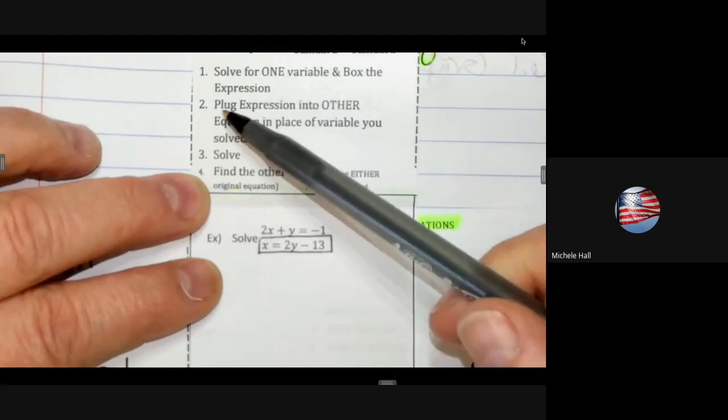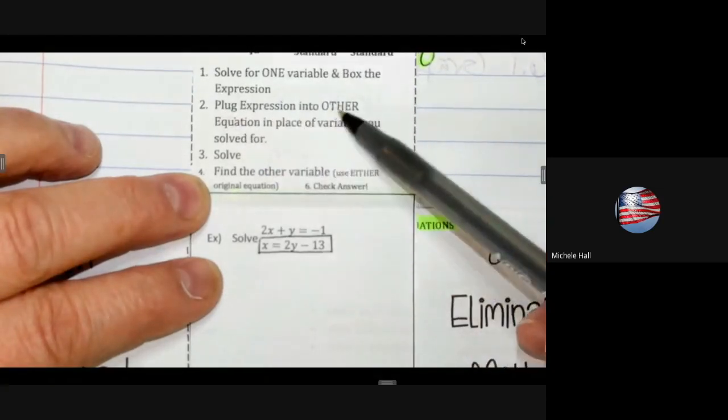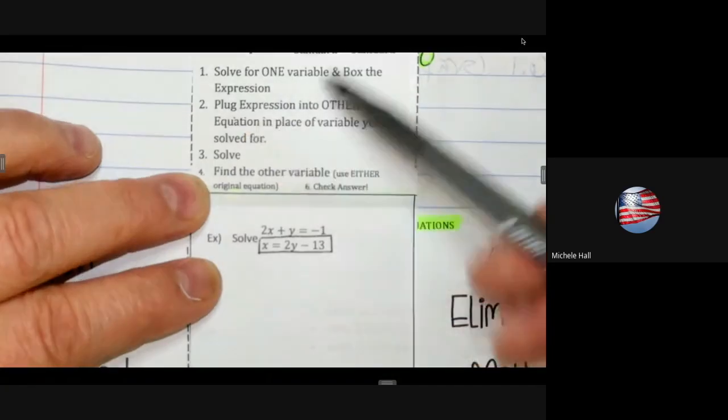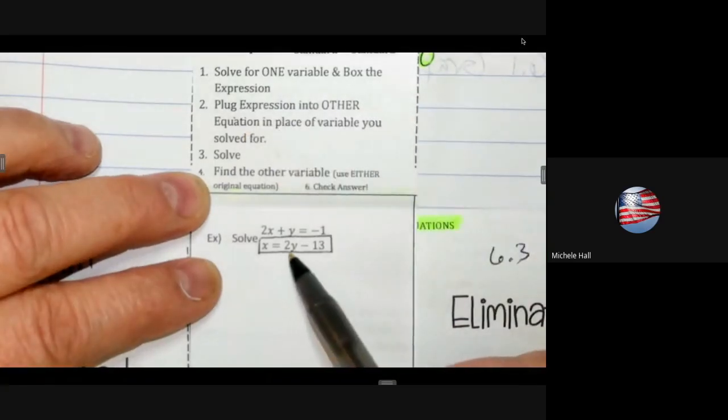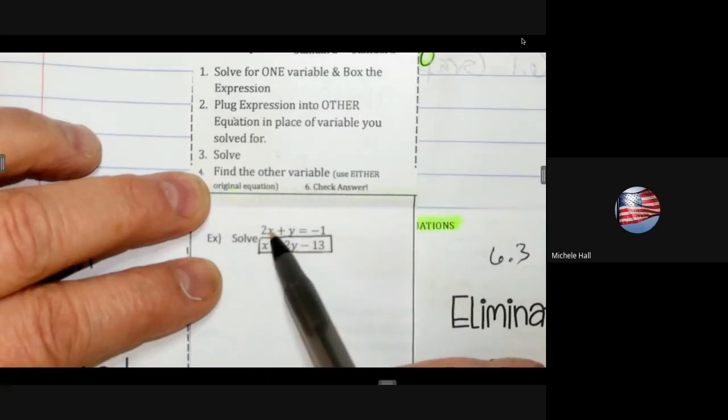Step two, substitute the expression into the other equation. I'm going to take x equals all of this stuff. This is what x is. X is 2y minus 13. I'm going to take 2y minus 13 and substitute it in for x.